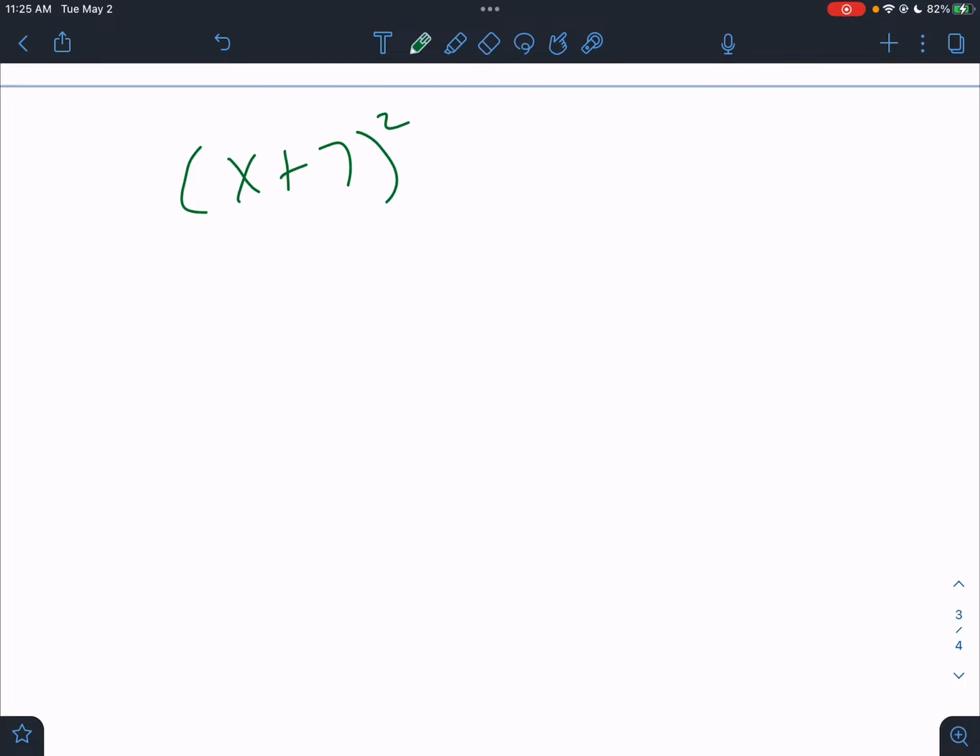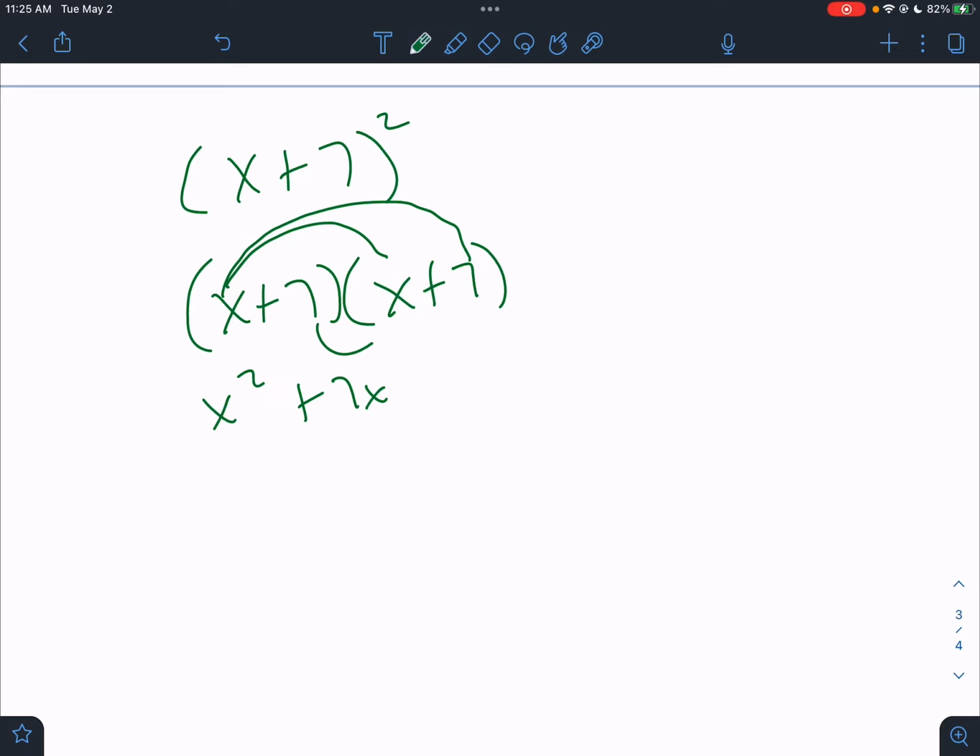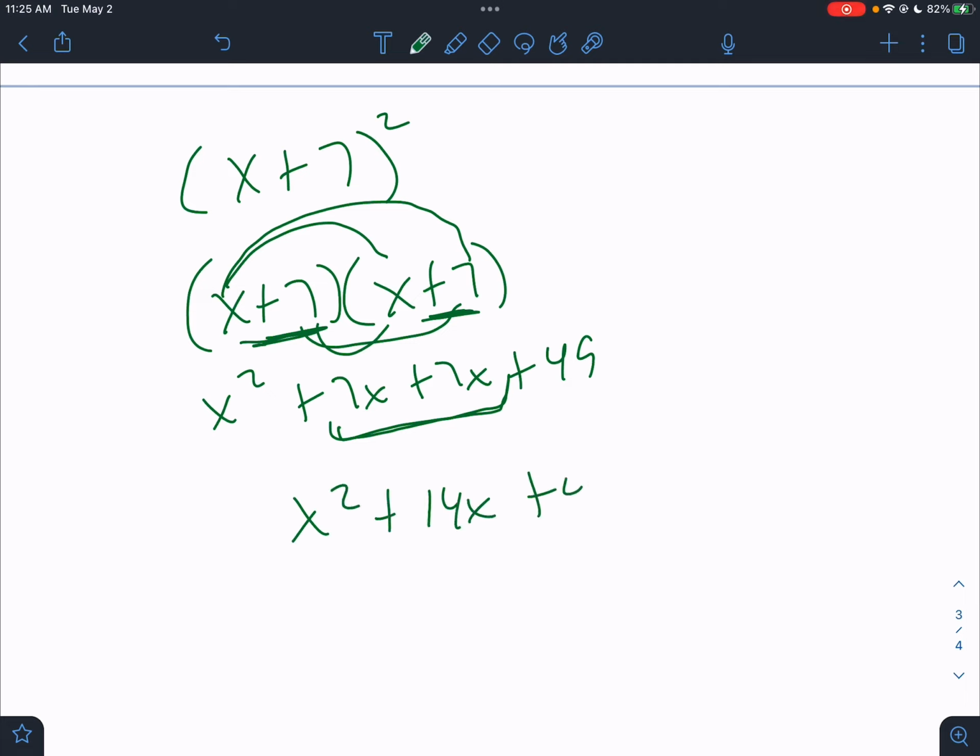So before we do this question, I'm going to go through real fast. If I had (x + 7)², that is (x + 7) times (x + 7). That is first times first, which would be x squared. But then we have outside would be 7x, inside would be 7x. And then last times last would be 7 squared, or 49. We have 2 of these middle terms, and because they're the same, that becomes 14x plus 49.